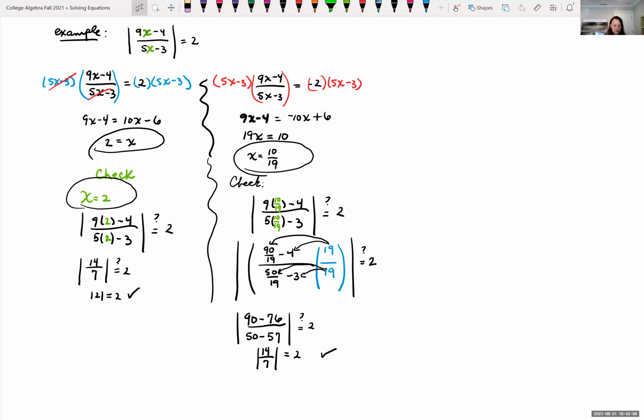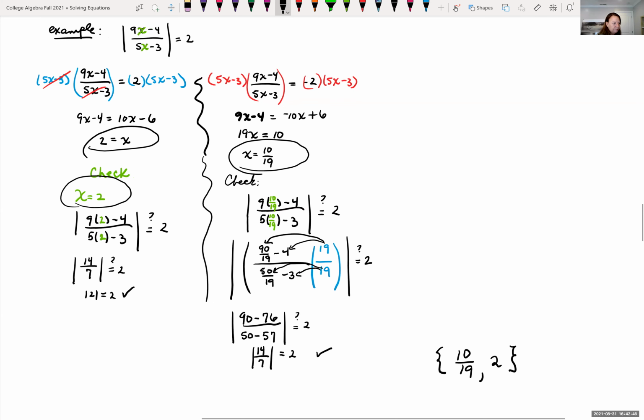And just looking at the homework and how they wanted you to write your solution, they're asking you to put your solution as a set. And so our set, and we're going to use a comma to separate our answers. Our solution set is going to be, I'm just going to go smallest to largest, but you don't need to, 10/19, comma 2, and your curly brackets. Those curly brackets, that's what I call them. I don't know the official name, but those curly brackets represent sets of numbers in mathematics.